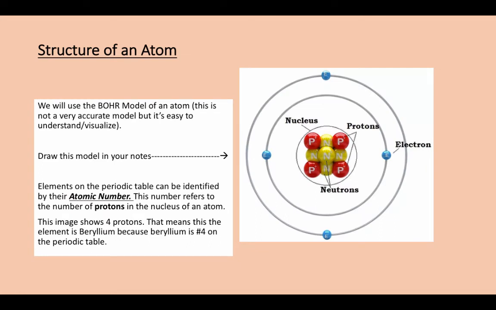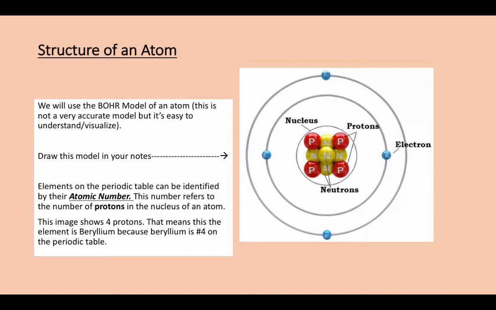The structure of an atom is broken down really into a couple of different parts. We're going to use what's called the Bohr model to help us visualize what an atom looks like. This model is not the most up-to-date model, but it's the easiest to help understand and visualize what atoms really look like.